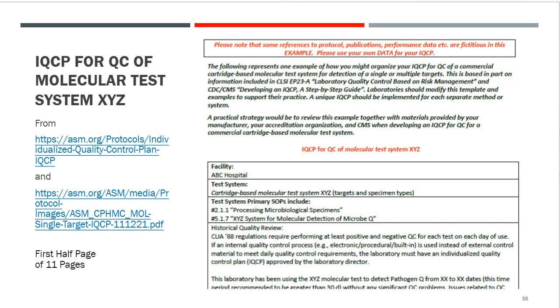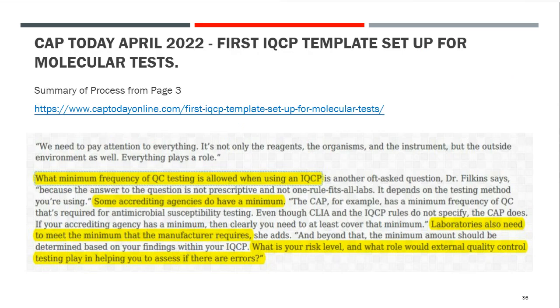IQCP template for QC, links for how to get there. It's 11 pages long. This is like the first half page. But you can go through that, and it just walks you through the whole process for how to do an IQCP for quality control of a molecular test system, XYZ, whatever test system you're working on. And then finally, again, back to the CAP Today online article, and that's the link to the article.